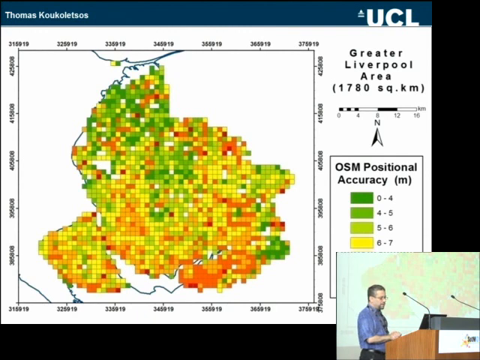So you can see that in the city center and in some of the other areas, there is fairly high coverage, and those are the areas in green. But in large areas, Liverpool is an example where there is a need for more work.